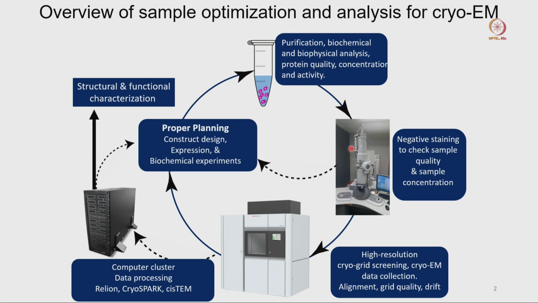If your protein is well known and already well characterized, something like an apoferritin kind of sample or a beta-galactosidase sample.